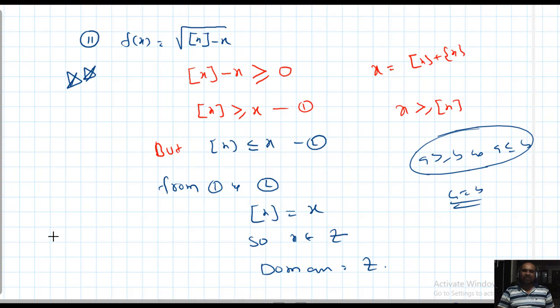Students, you take an integer, other than integer you take 2.1 for example. Step 2.1 equal to 2.1? Not correct, no. Step 2.1 is 2, and 2 equal to 2.1 is wrong. Understood? Step x equal to x means x should be an integer. Okay, this is the 11th problem.